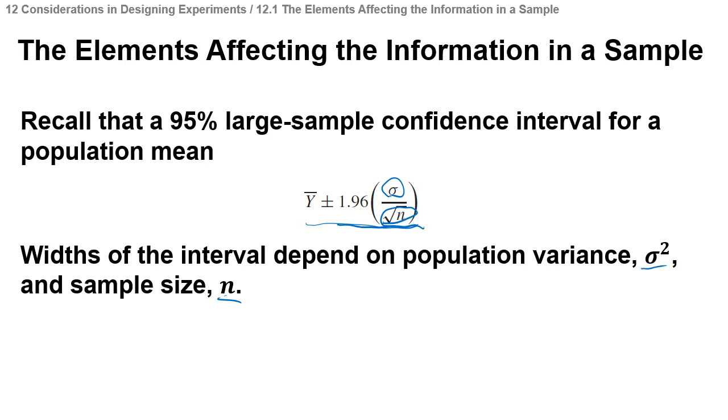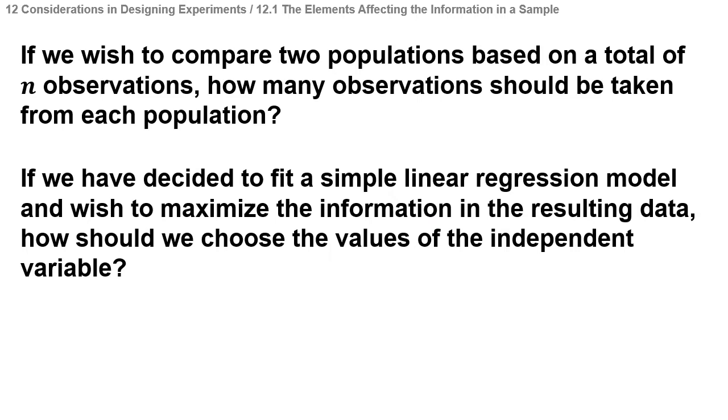So if we can reduce the variance, or of course, if we increase the sample size, we can decrease the interval. That kind of experimental design setting is what we will learn. There are two example questions to answer, so you may understand what we will be dealing with in this chapter.